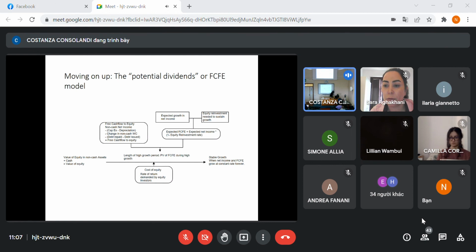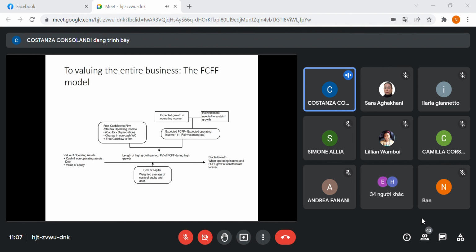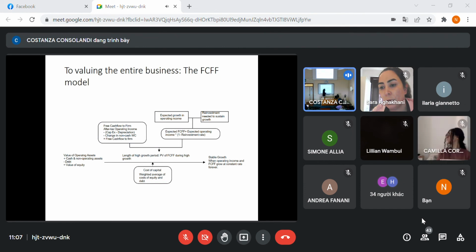Okay, at 5 minutes. Sorry, I was back to the expected growth with a G. I need to go back to the free cash flow to the firm. So for free cash flow to the firm in the pro forma valuation, the growth is the expected growth in operating income.